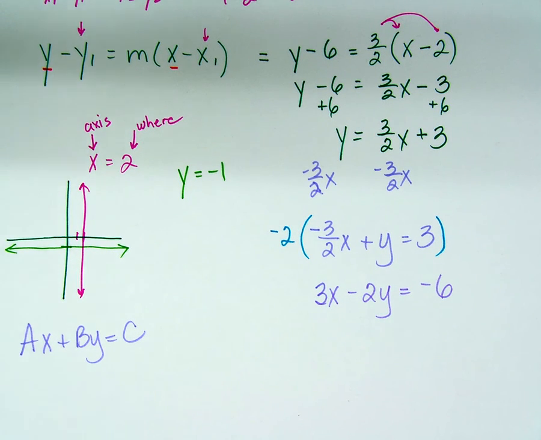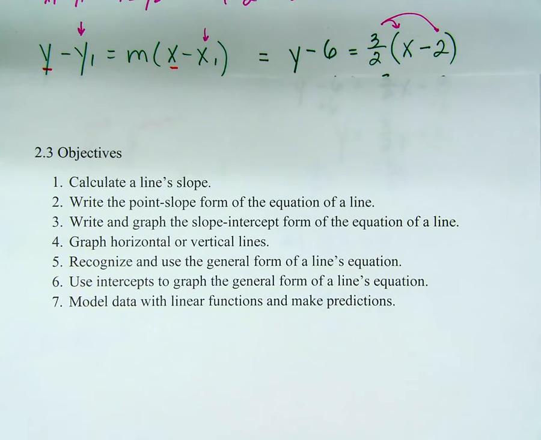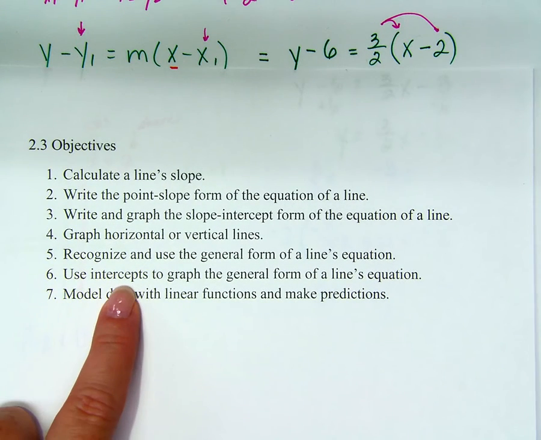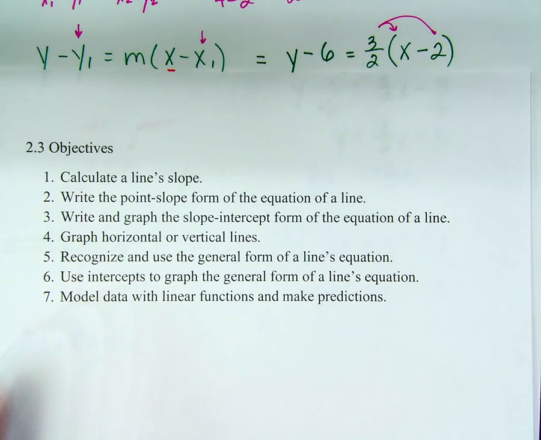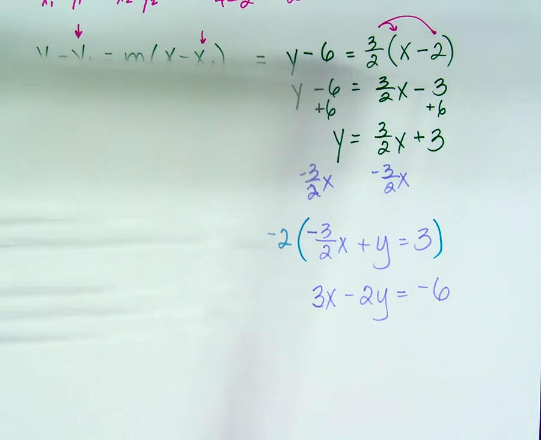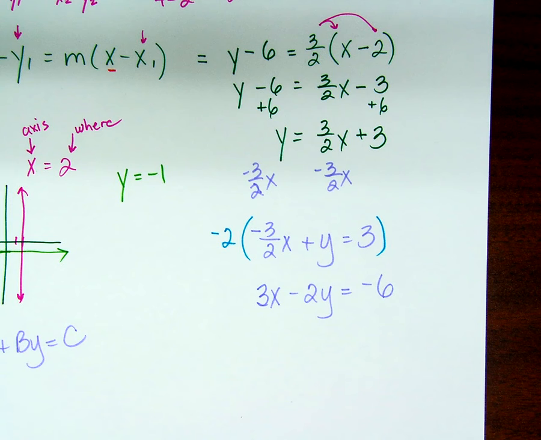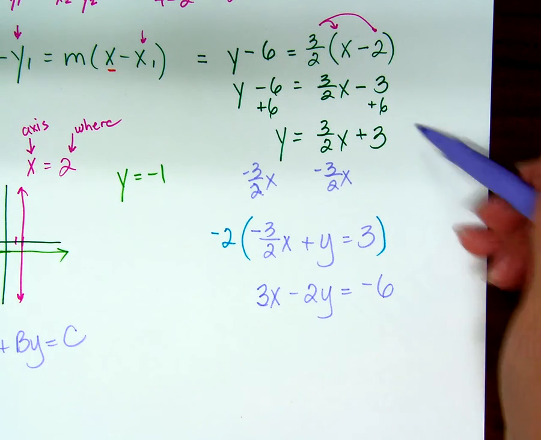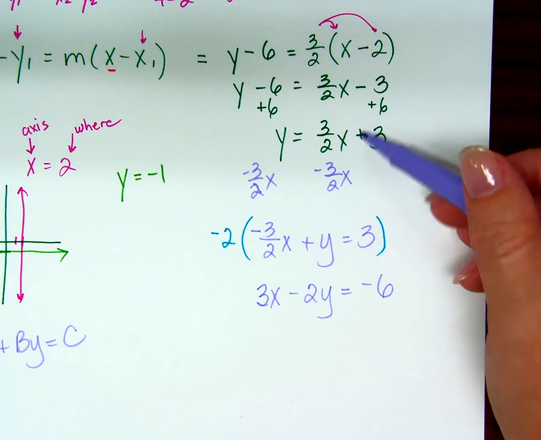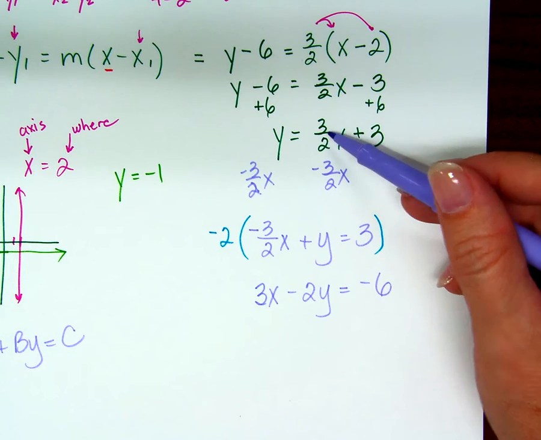Now the next thing it asks us to do, the next objective that we have, is to use intercepts to graph the general form of the line's equation, or the standard form. Okay? Now the thing about it is, if it's in standard form, graphing it with the intercepts is the easiest way. Because you can put it in slope-intercept, and we know how to graph from slope-intercept by plotting the intercept and then using the slope to find more points.